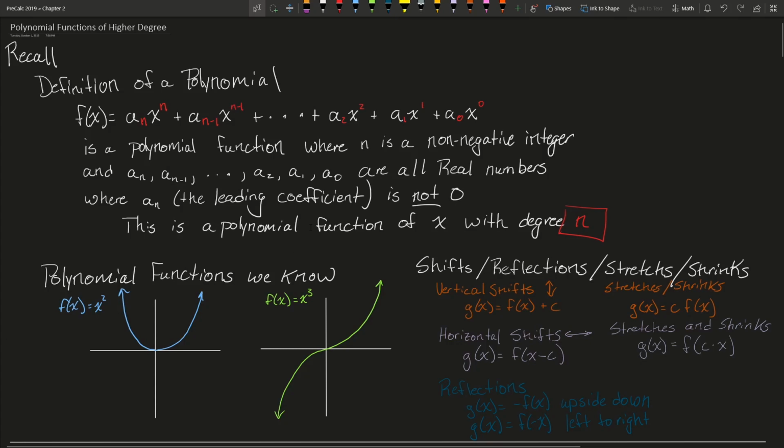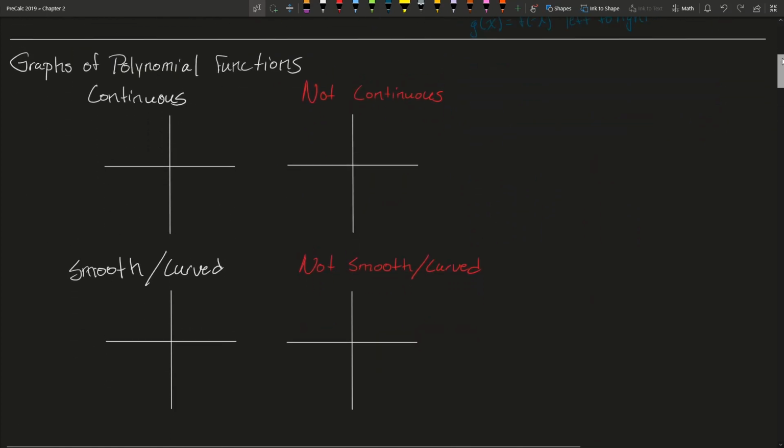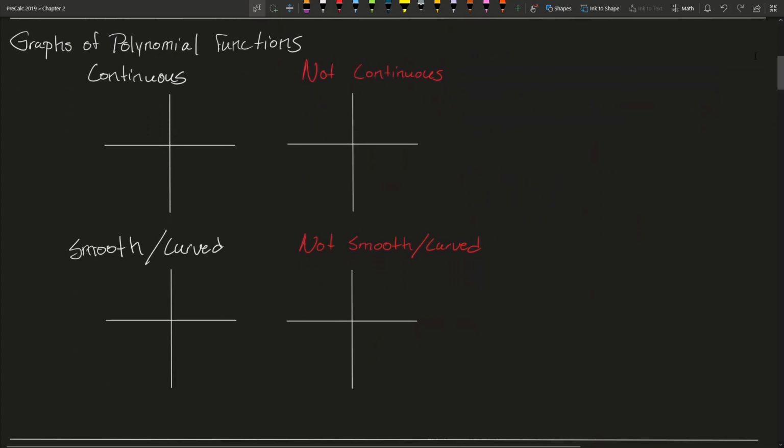So what do polynomial function graphs look like? Well, they generally have two things in common. First, they are all continuous. By continuous, I mean that there are no gaps anywhere in the graph, and they continue on forever. This is contrary to a non-continuous graph, which has either some gap or does not continue on in any direction to infinity.